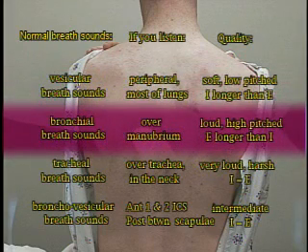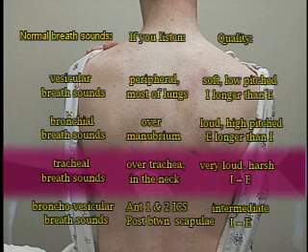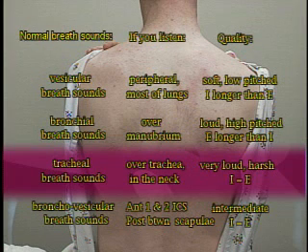Bronchial breath sounds are heard best over the manubrium. They are loud and high-pitched, and expiration lasts longer than inspiration. Tracheal breath sounds are best heard over the trachea in the neck. They're very loud and harsh, and inspiration equals expiration.